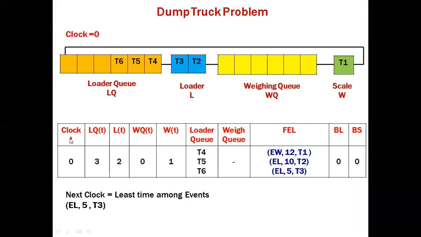So how we are doing this one is, initially clock is 0. So check out LQ of T. How many trucks we have in the queue? 3 trucks. And then at the loader we have 2. And no truck is waiting in the weighing queue, so it is 0. Then W of T, that is scale, we have 1 truck. The loader queue has 3 trucks, so I'll just name them here. Then in the weighing queue, no truck is available.